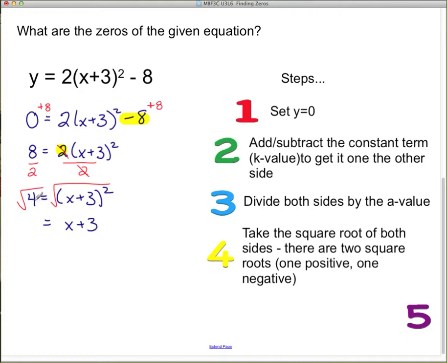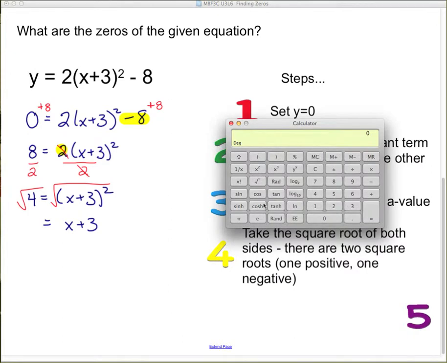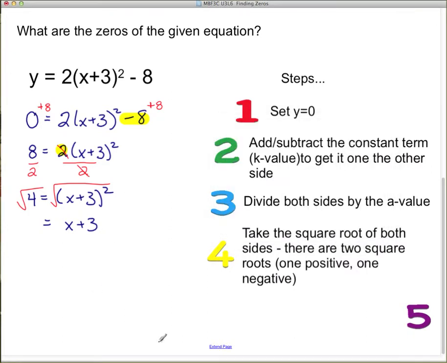And when I take the square root of 4, well, you can pull up a calculator if you want. The square root of 4 is 2. However, I want you to remember that anytime you take the square root, there's actually two answers. Your calculator only gives you one, but there's actually two. There's positive 2, but there's also negative 2, because negative 2 times negative 2 also gives us positive 4. So there's our two answers.